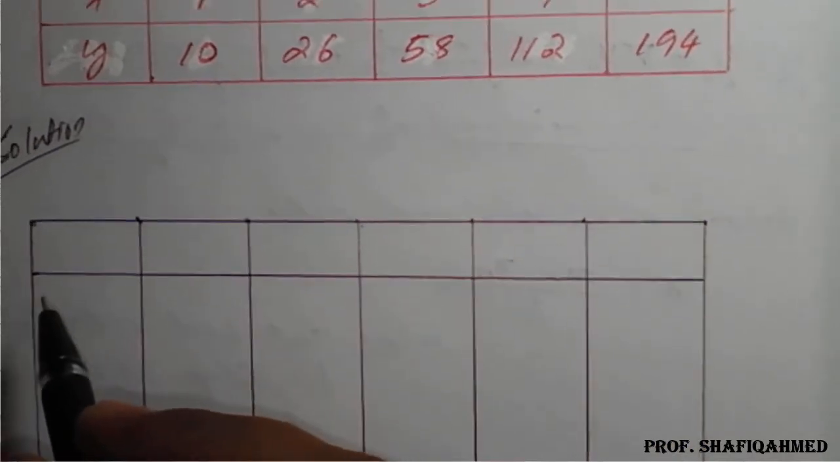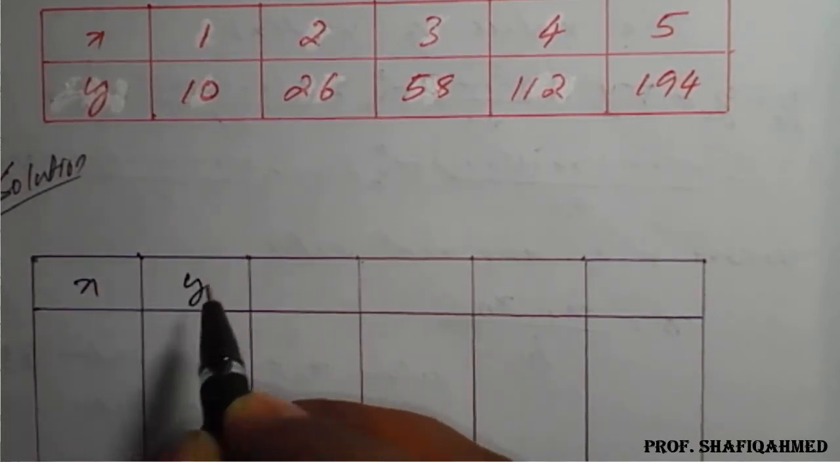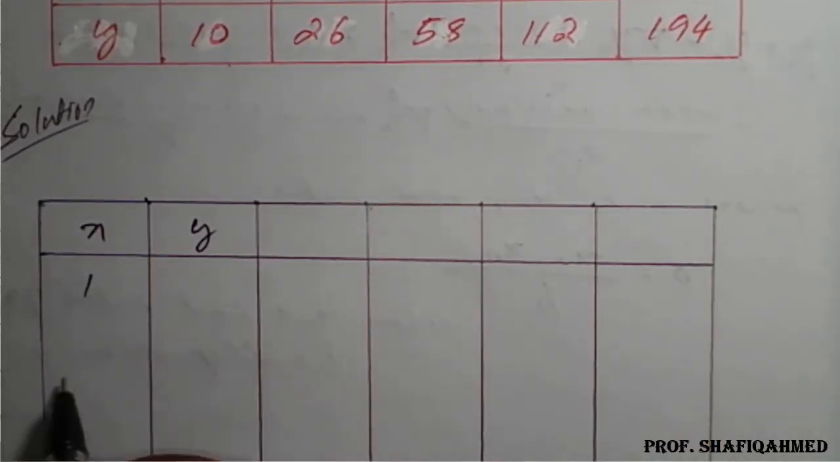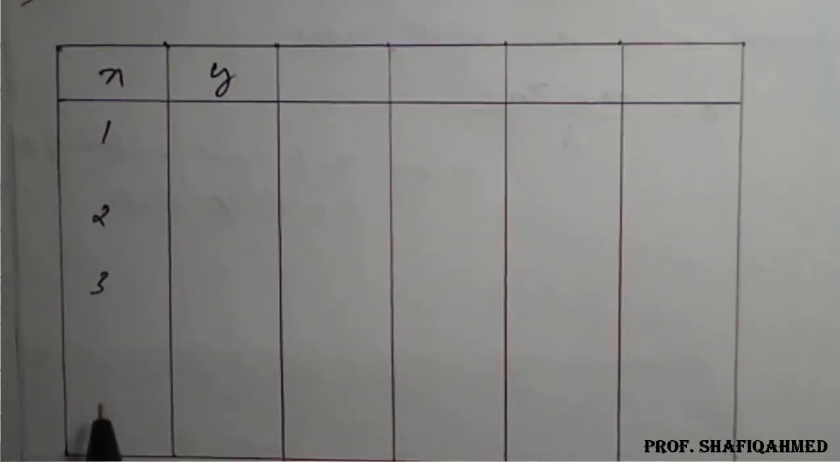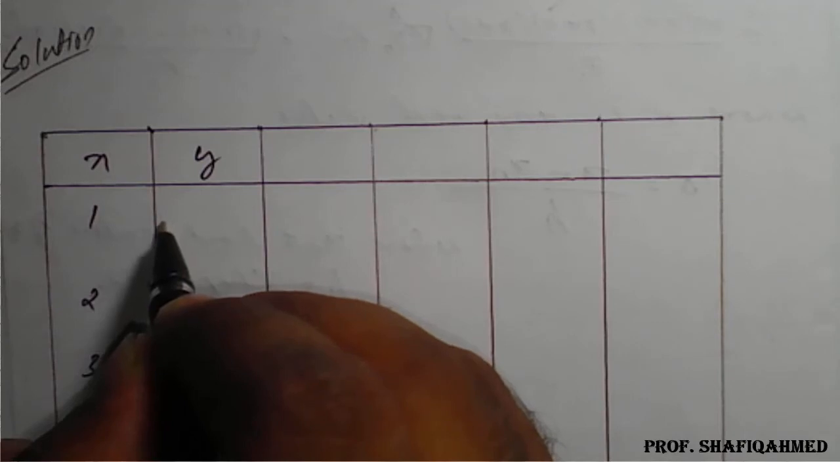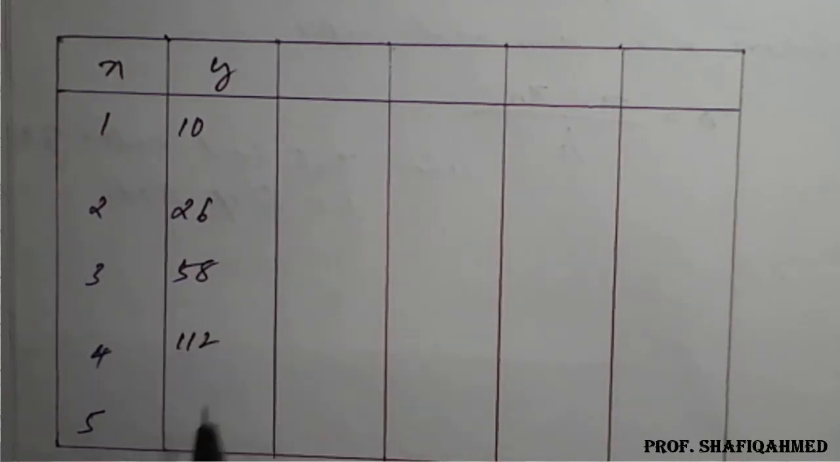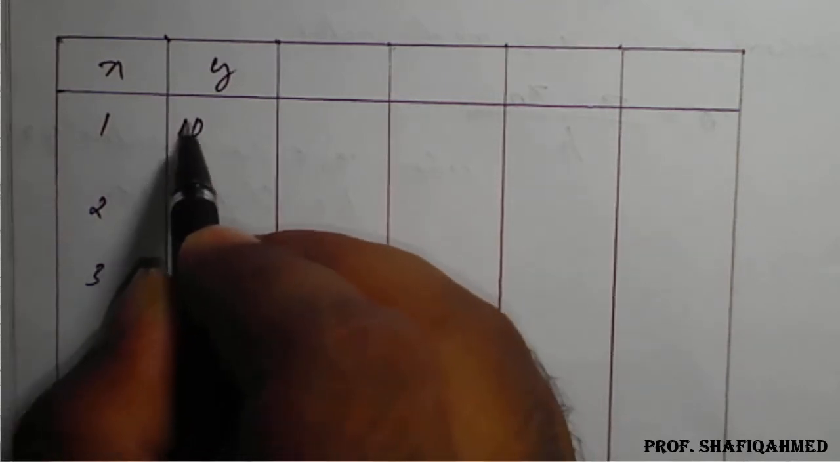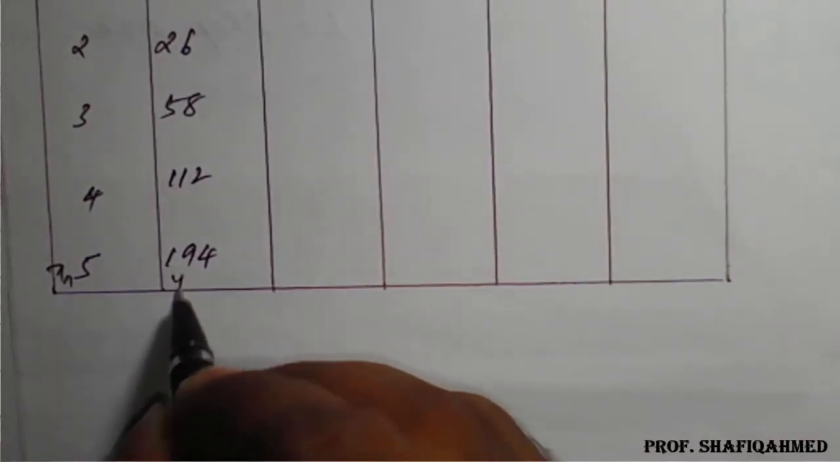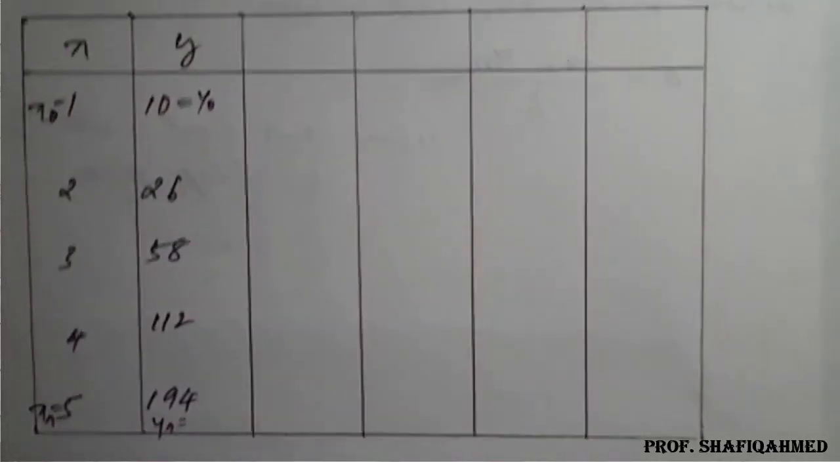So let's see the solution and how to find the table. As they have given the values of x, we take them as they are. This is the x column and this is the y column. The x values are 1, 2, 3, 4 and 5, and the y values are 10, 26, 58, 112, 194. So this is the x0 value and this is y0, and the last values are xn and yn. So yn is 194, xn is 5, x0 is 1 and y0 is 10. These are the basic information.